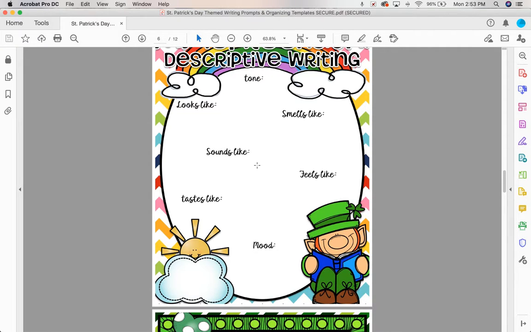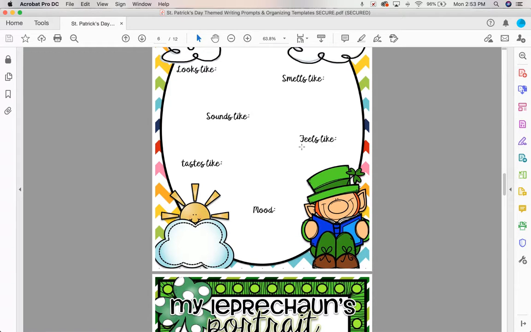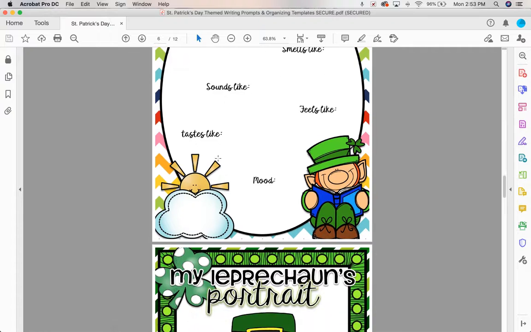What does a leprechaun sound like? And I really encourage my students to be creative with these and use their imaginations. What does your leprechaun feel like? And this is another opportunity to throw in some figurative language. So my leprechaun feels as squishy as an overstuffed marshmallow, or a fluffy white cloud, or my leprechaun's not soft at all. Maybe it feels as hard as a rock, and you can incorporate some of that figurative language in there.